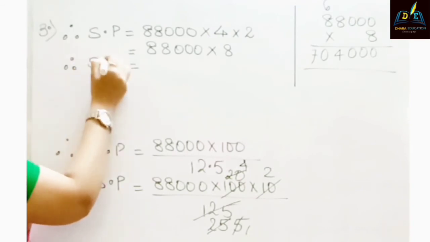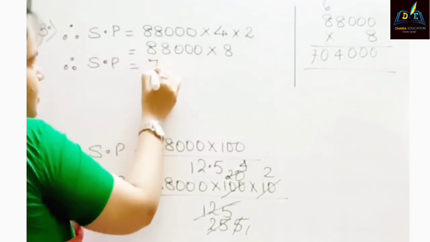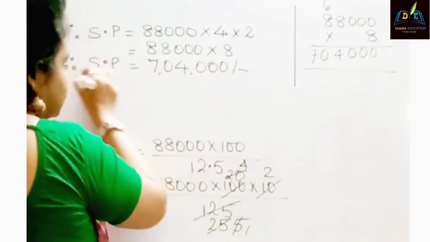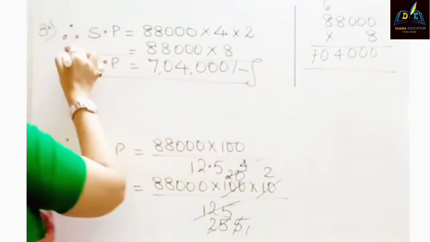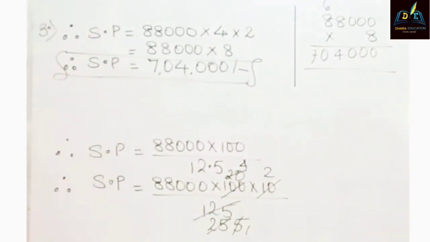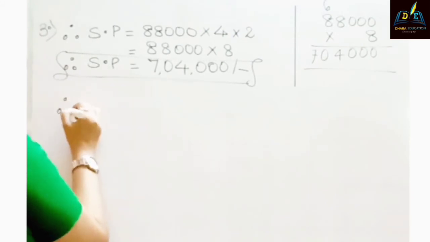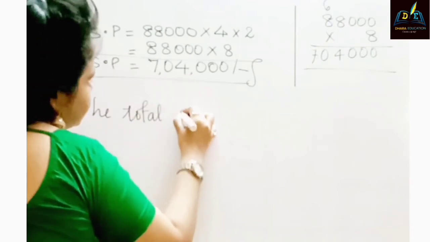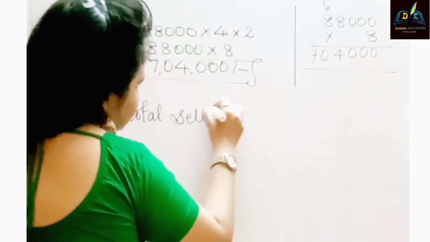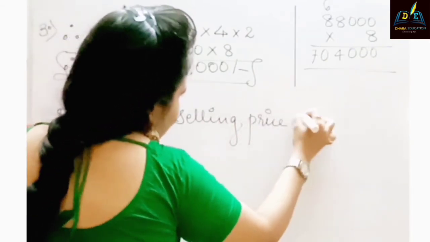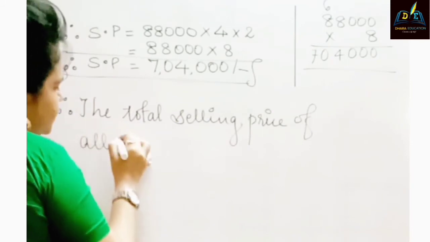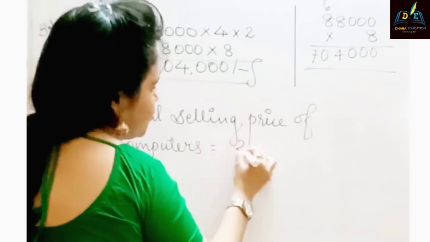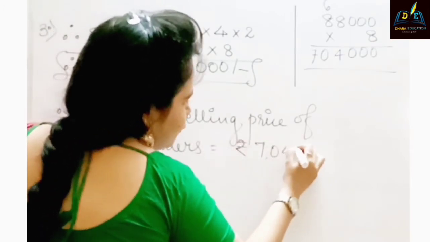Therefore the value of SP will be 7,04,000. This is the selling price. So we can write that the total selling price of all computers is equal to rupees 7,04,000.